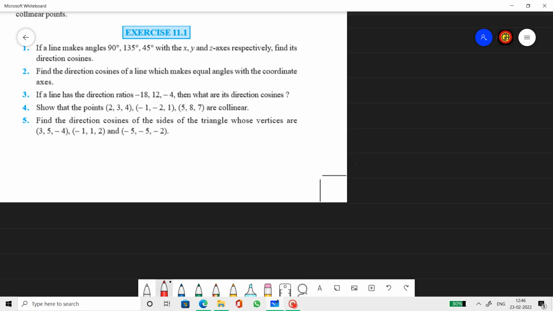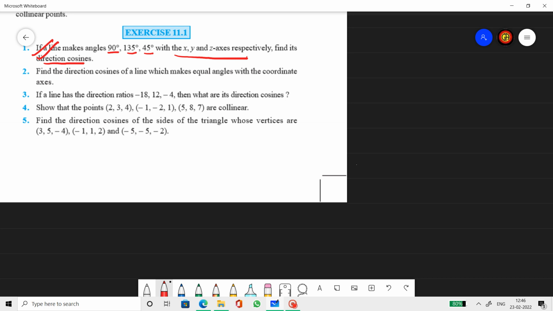Let's start with the first question. If a line makes angles 90 degree, 135 degree, 45 degree with the x, y, z axes respectively, find the direction cosines of the line. What is direction cosine? The cosine of the angle the line makes with the x-axis, y-axis and z-axis. A line making angle alpha, beta, gamma has cos alpha with the x-axis, cos beta with the y-axis and cos gamma with the z-axis, and it is represented by L, M and N generally.